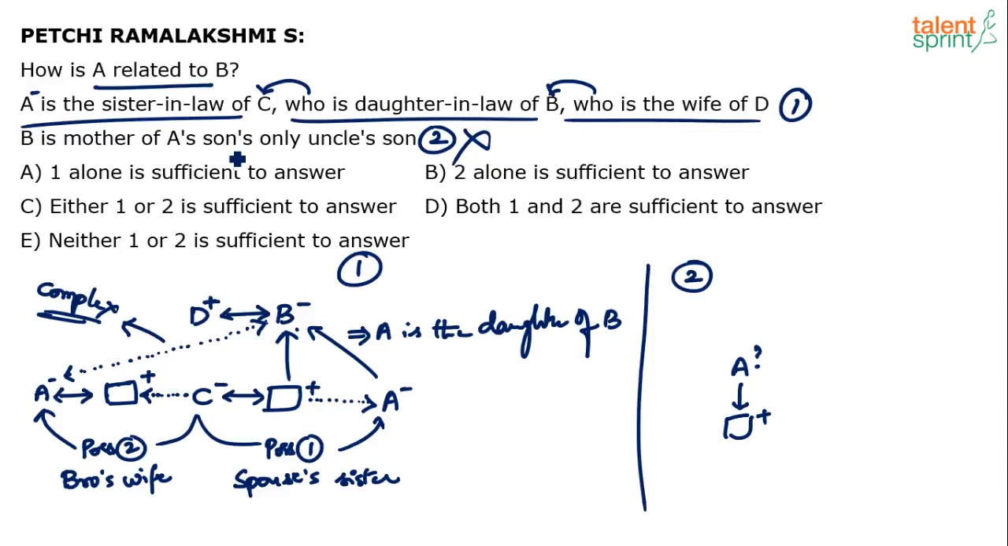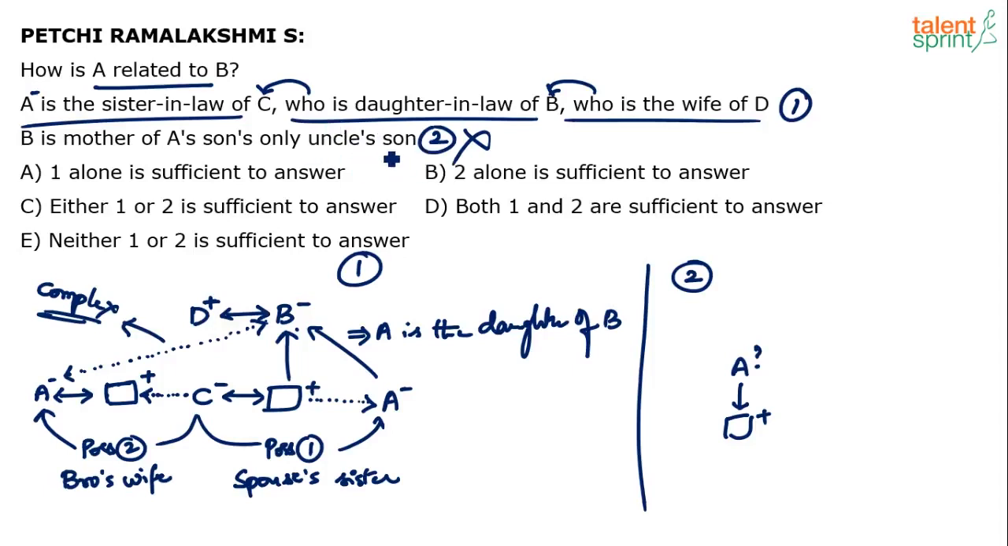B is the mother of A's son's only uncle's son. A's son is this person, right? The uncle of this person could be A's brother, or A's wife's brother, or A's husband's brother, depending on whether A has a wife or husband. You're able to follow. An uncle could be your father's brother or your mother's brother. And B is the mother of that uncle's son. So basically, B is the wife of that uncle.